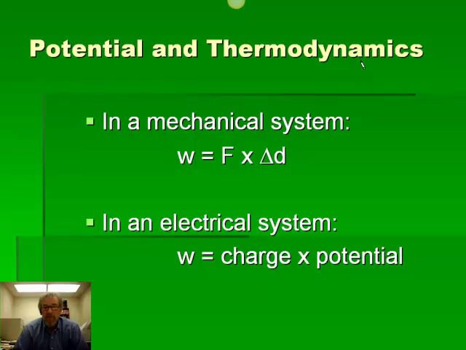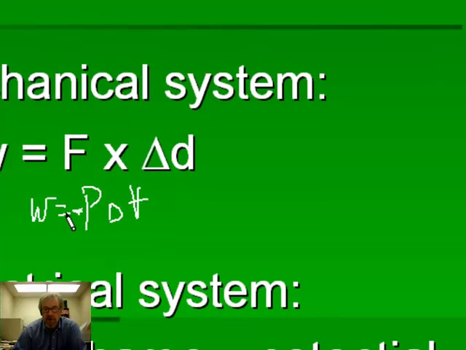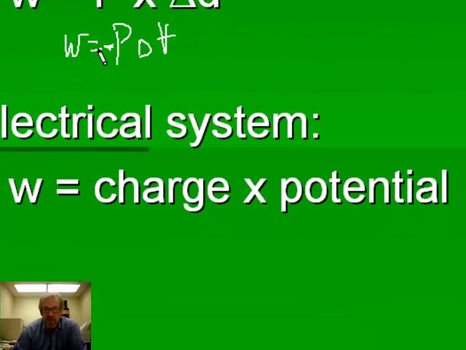So for example, thermodynamics. The idea of work came up when we were studying thermodynamics, and in a mechanical system we have seen that work is equal to force times the change in distance. And when that's pressure-volume work, we've seen that as work equals pressure times delta V. It's a negative value. In an electrical system, there's an analog to pressure and change in volume and force and change in distance, and that is that the charge times the potential is equal to the work.